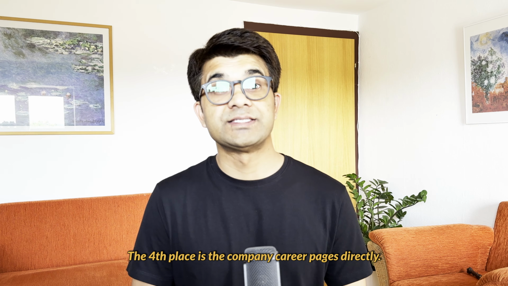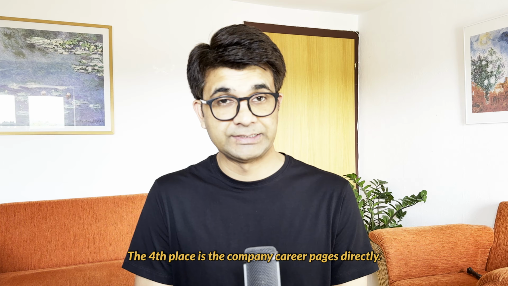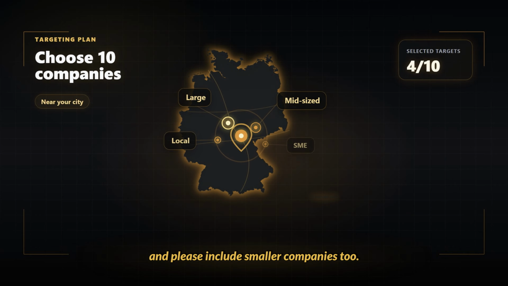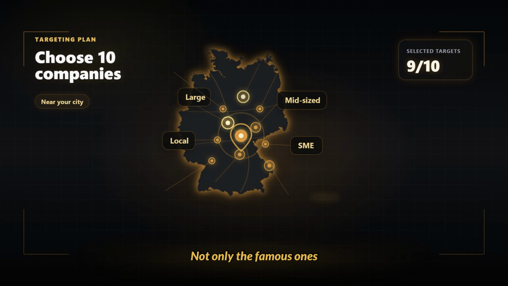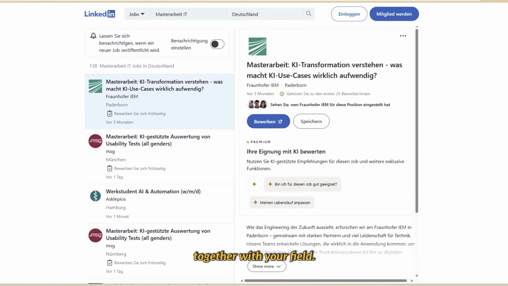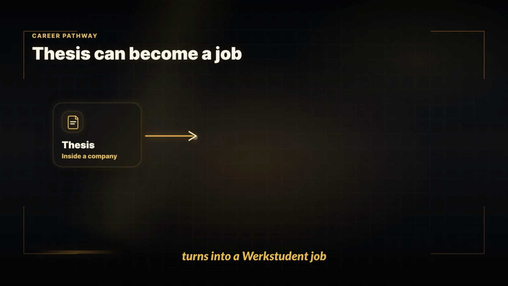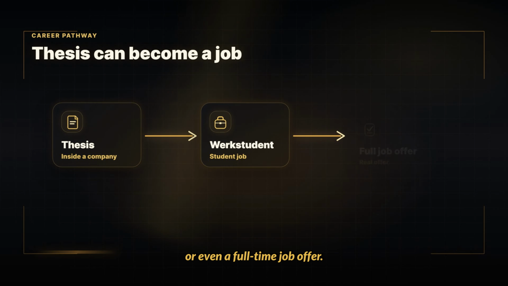The fourth place is the company career pages directly. Choose 10 companies near your city. And please include smaller companies too, not only the famous ones, because smaller companies get fewer applications, so your chances are much higher there. And the fifth place is thesis positions. Search for Masterarbeit or Bachelorarbeit together with your field. Many times a thesis inside a company later turns into a Werkstudent job or even a full-time job offer.